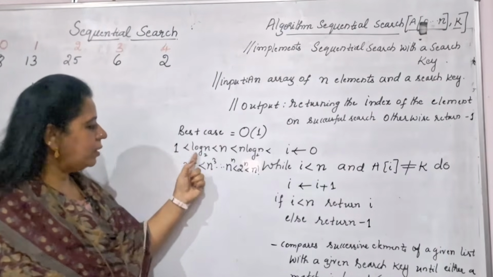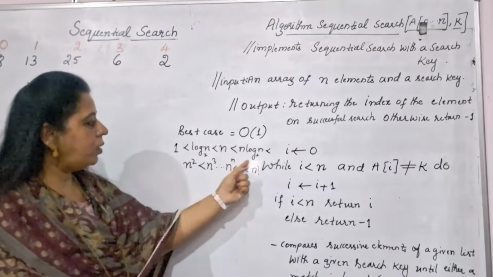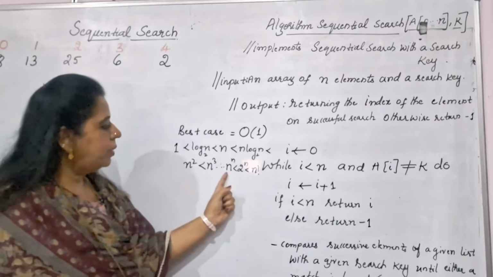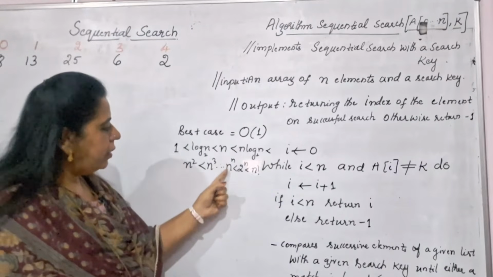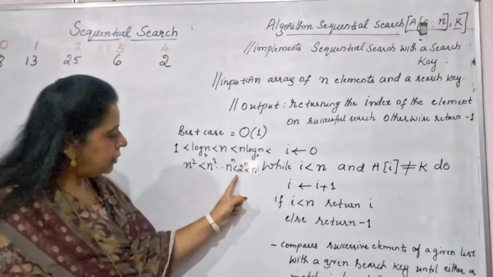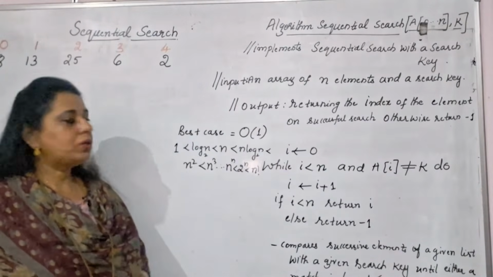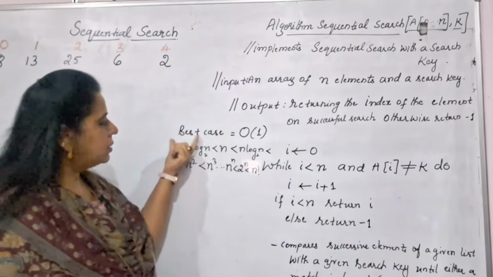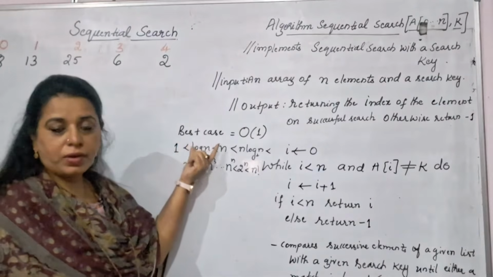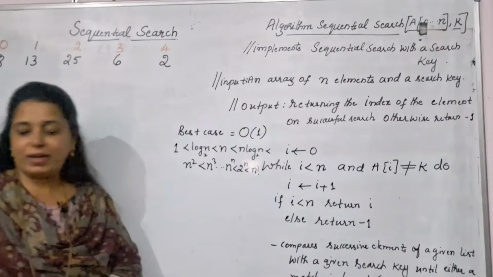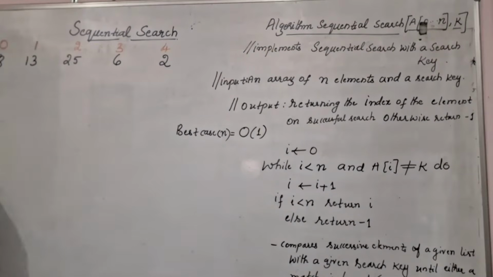The lowest is 1, then log to the base 2 of n, n log n, n square, n cube, then you have n to the power of n, 2 to the power of n, that is exponential and factorial. So here, what you are observing in this case is that the best case efficiency of an algorithm is big O of 1. Let us see, suppose I am searching an element 2.